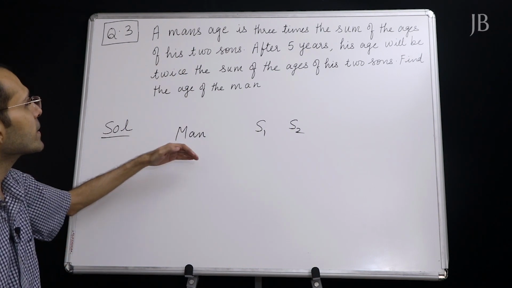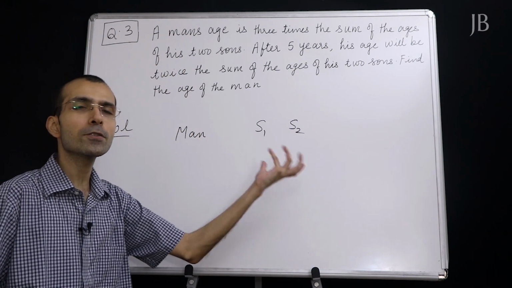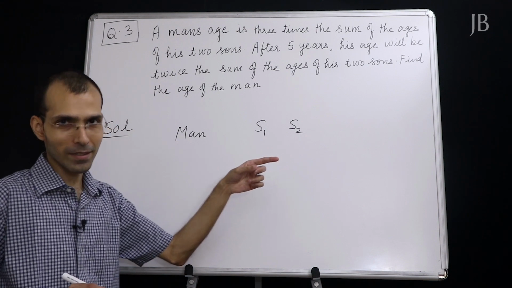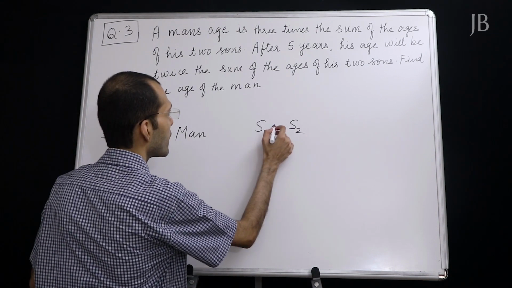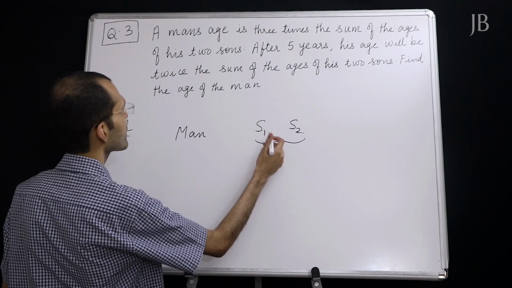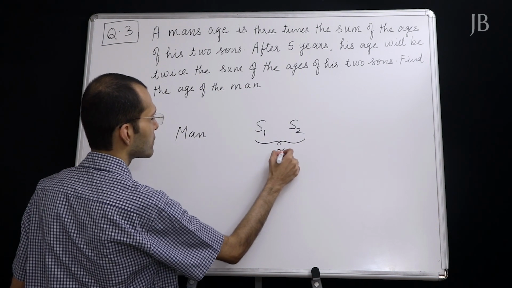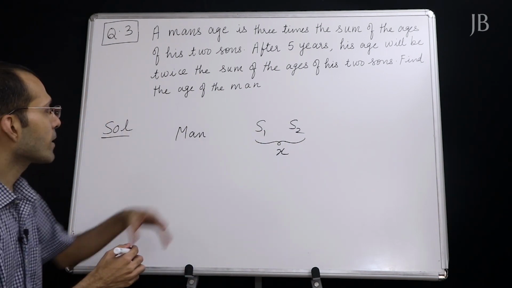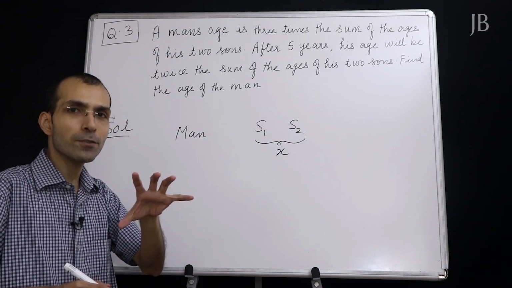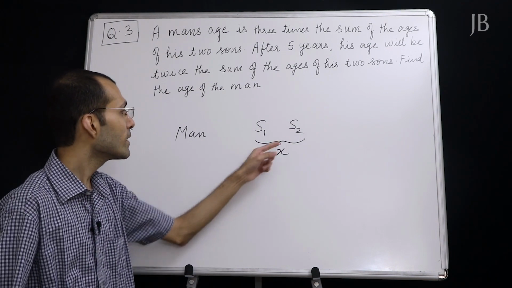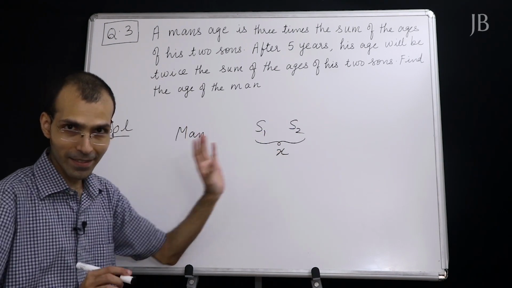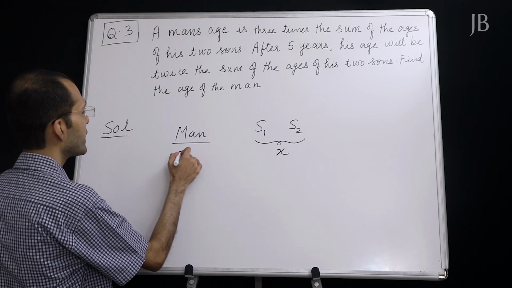A man's age is 3 times the sum of the ages of the 2 sons. That is important. We are not bothered about independent ages of the sons. So there are 2 sons, S1 and S2. Let the sum of their ages be x. It is not that son 1 is x years or son 2 is x years. The sum of the ages of the 2 sons, we take it as x. And man, we will take it as y.